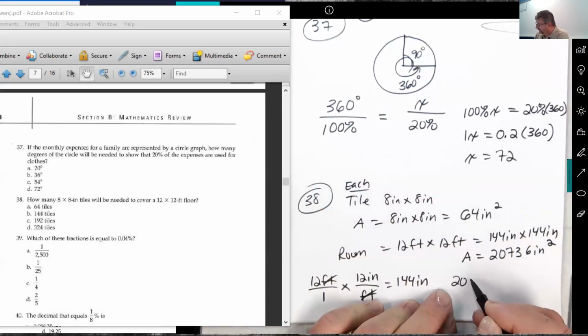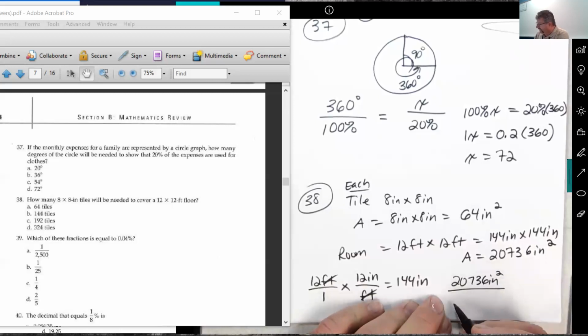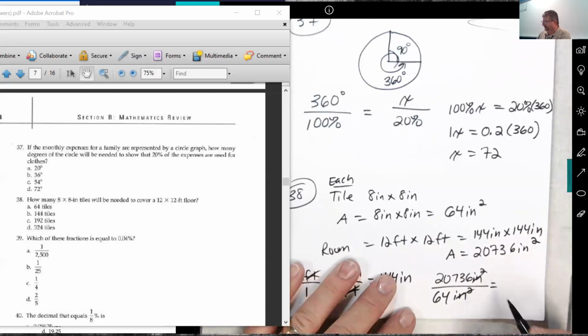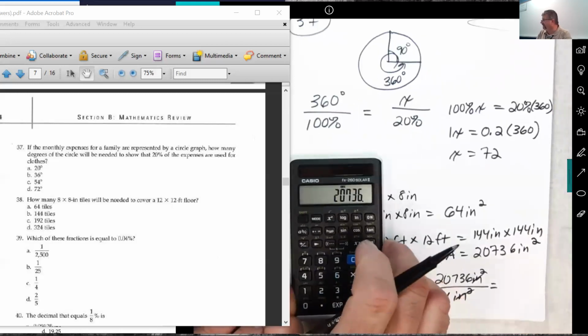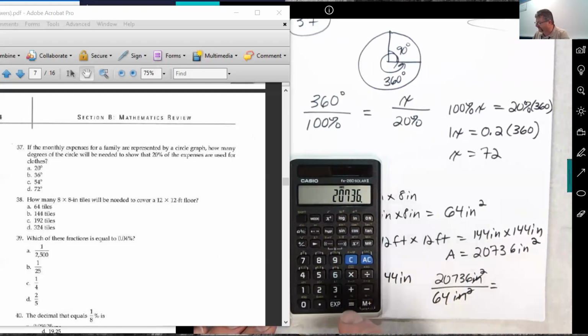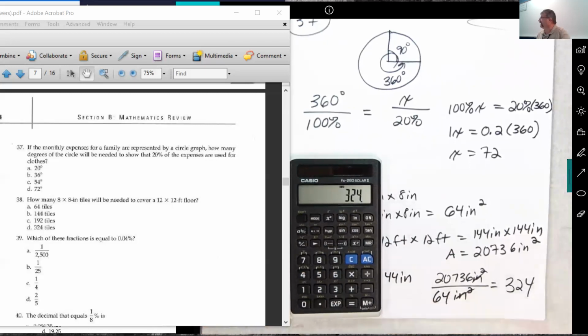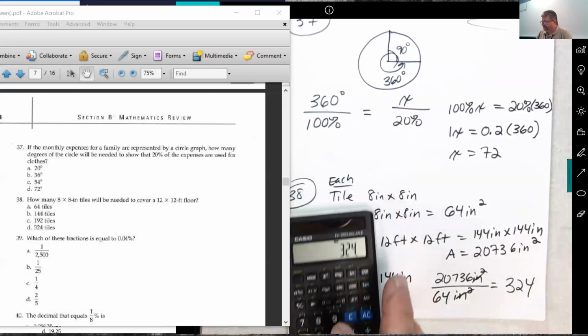So I'm going to take 20,736 square inches divided by 64 square inches. The square inches cancel. I'm looking for just a number, and that's what I'm going to get. The number of tiles I need. I've already got my 20,736 plugged in there. Divide by 64. I'm going to get 324 tiles. Okay, and if we look at our choices there, that's going to be choice D.